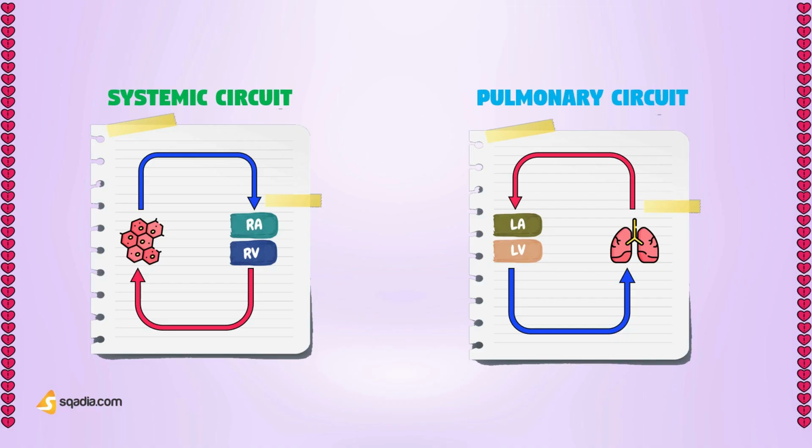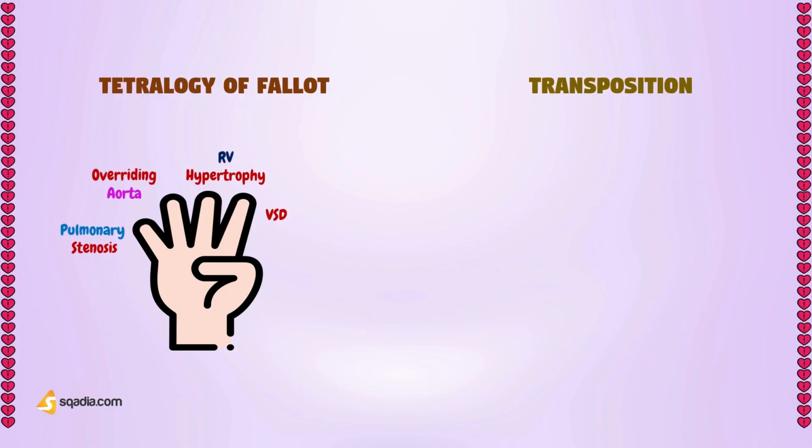Yes, class. Now let's revise the key points in Tetralogy of Fallot. Remember Tetralogy of Fallot as 4 fingers of the hand, due to the word tetra. In Tetralogy of Fallot, tetra means 4. There is pulmonary stenosis, overriding aorta, right ventricular hypertrophy, and ventricular septal defect. And due to pulmonary stenosis and right ventricular hypertrophy, pressure on the right side increases, and this causes right-to-left shunt.